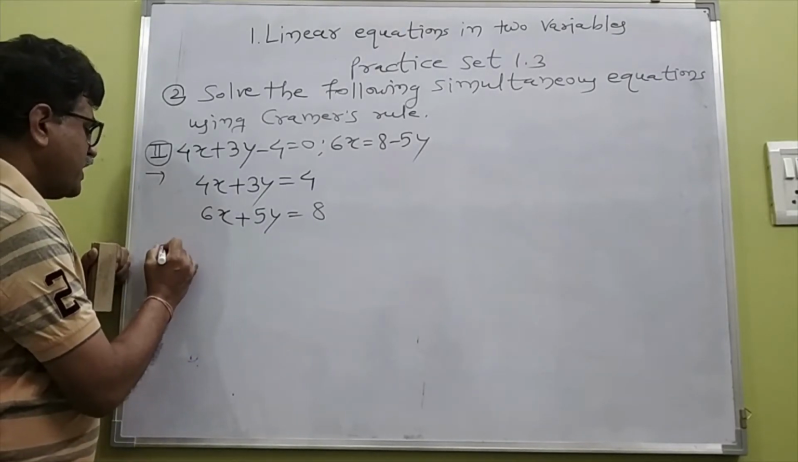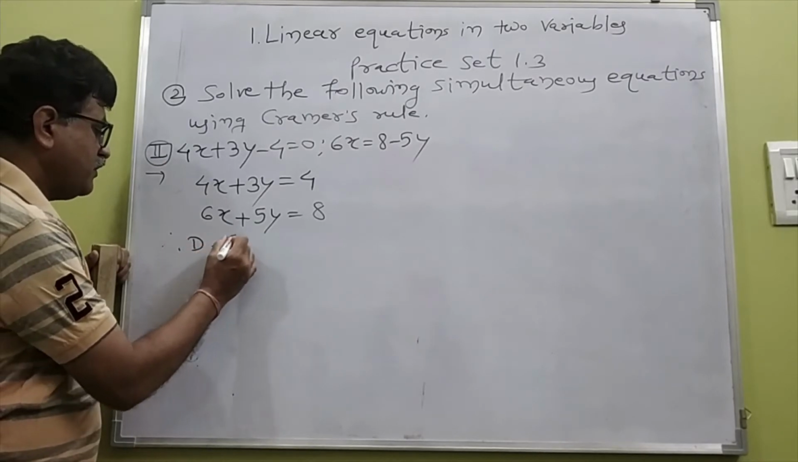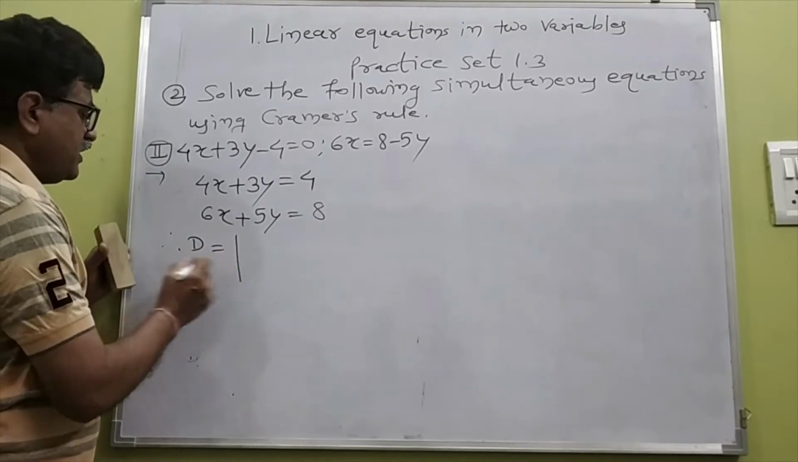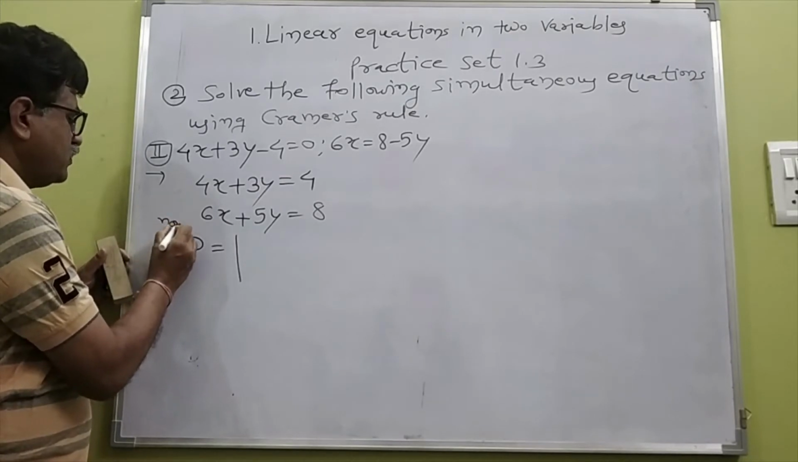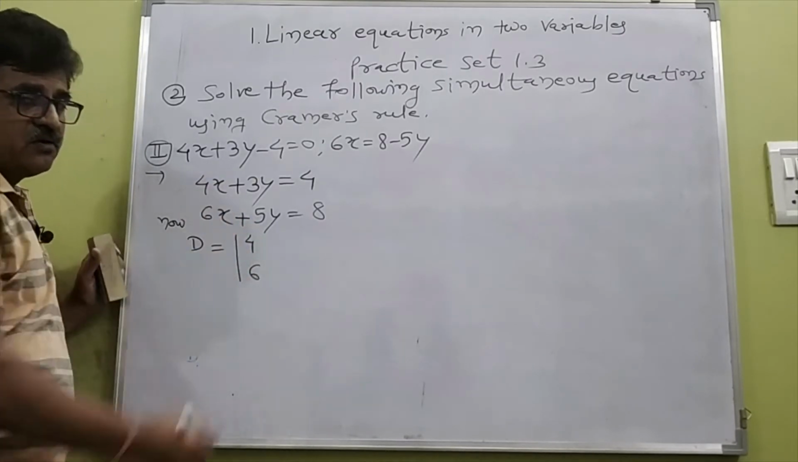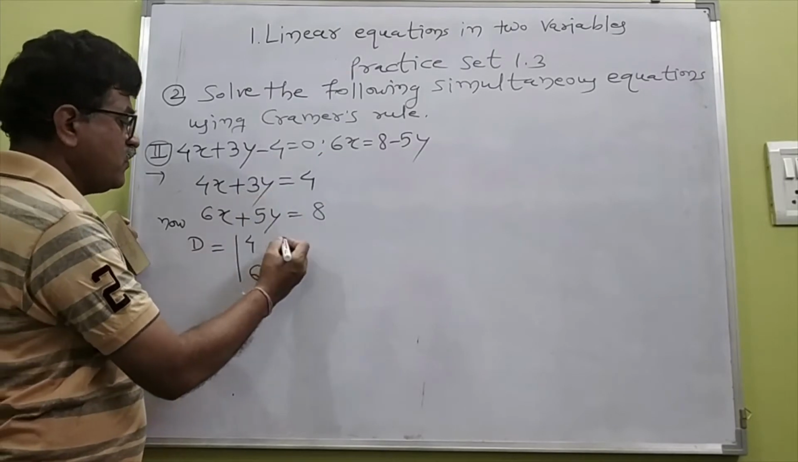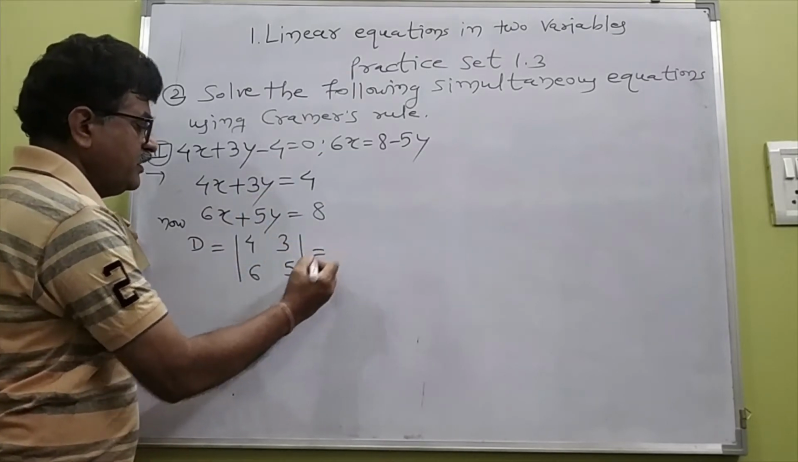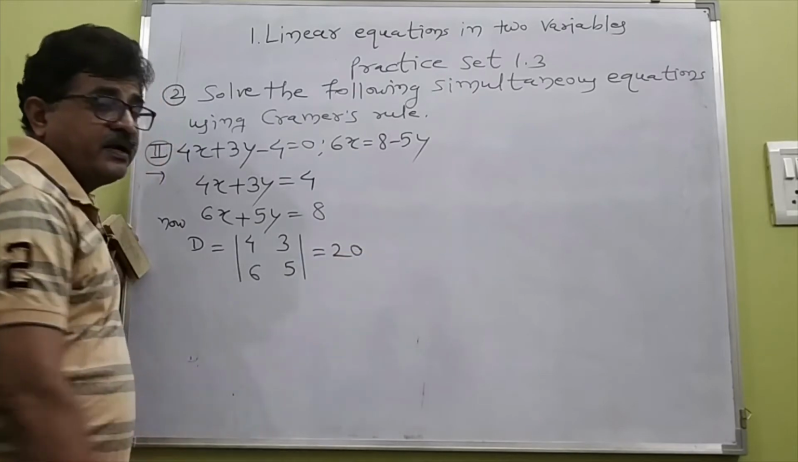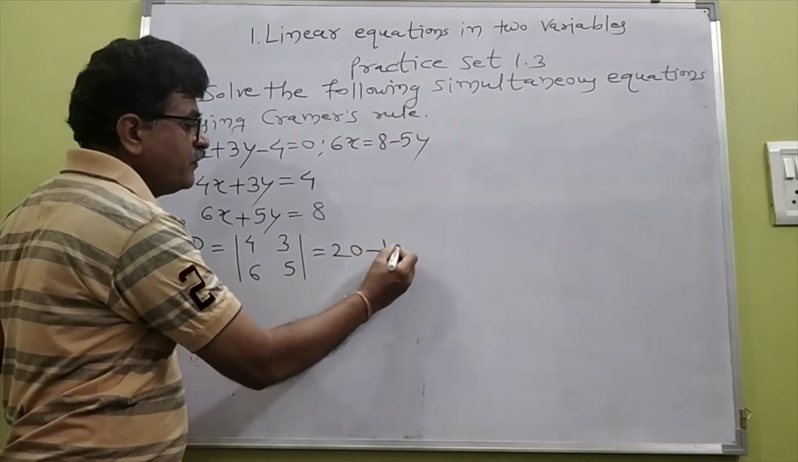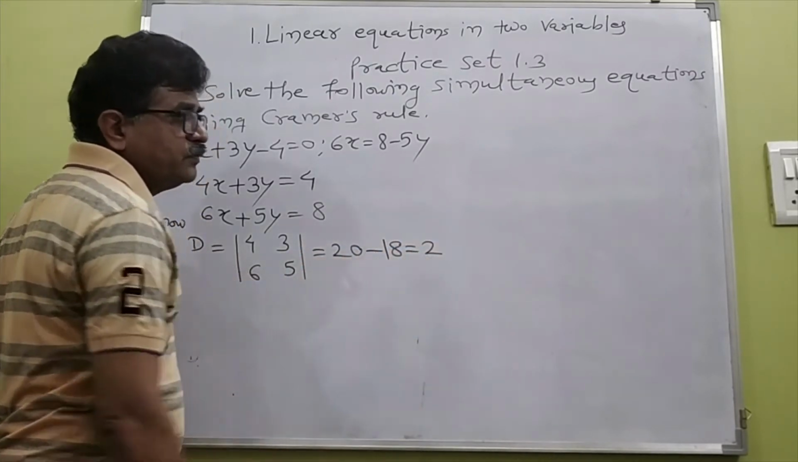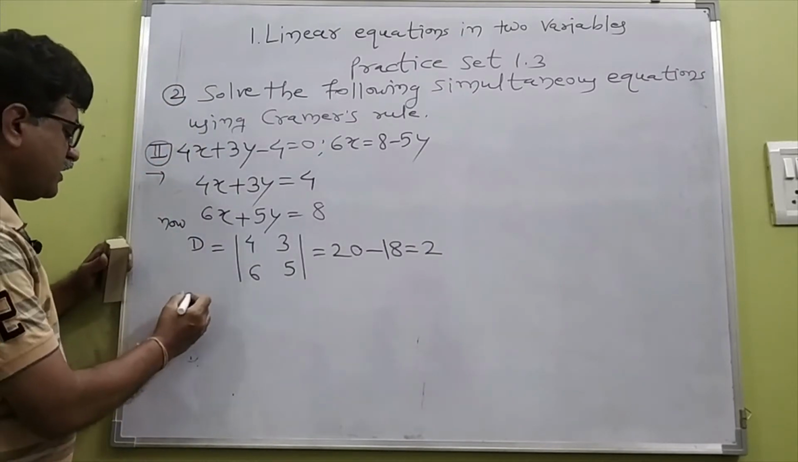Now find the values of d, dx and dy. Therefore determinant d is equal to, first column 4, 6 coefficients of x, second column coefficients of y, 3, 5, is equal to, taking cross multiplication, 4 into 5 is 20 minus 6 into 3 is 18, is equal to 20 minus 18, that is 2. This is value of determinant d.